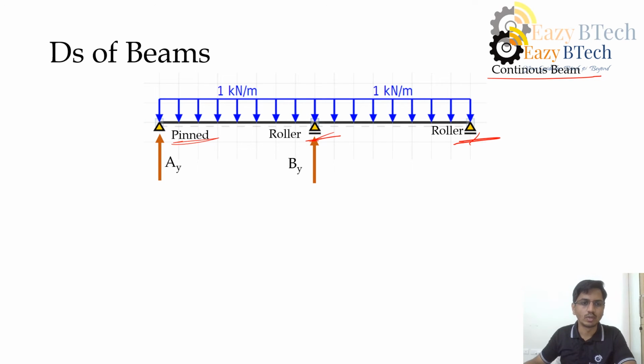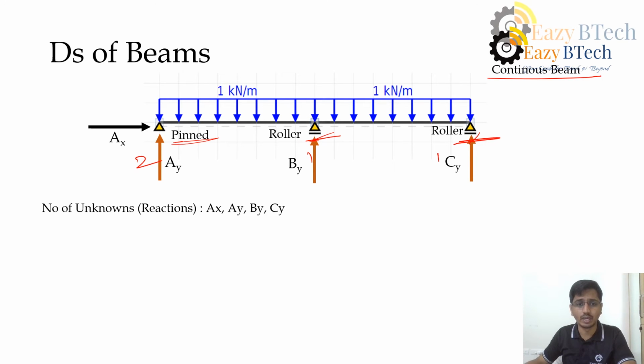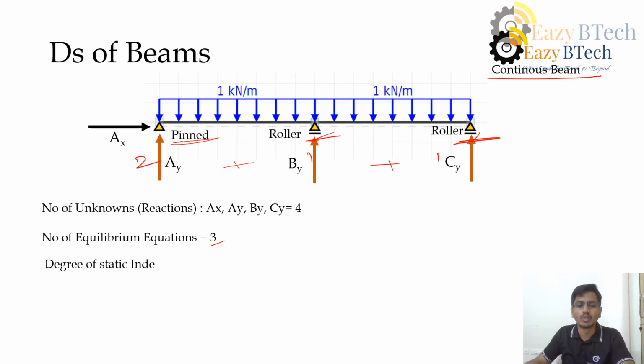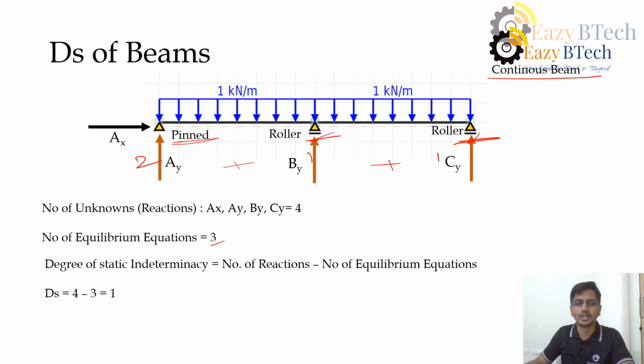As you can see, for the pin we have two reactions, for the roller 1, another roller 1. So the total number of unknowns or reactions, if I add all this, is 4. The number of equilibrium equations I have is 3. The degree of static indeterminacy is the number of reactions minus the number of equations, so 4 minus 3 is 1. The degree of static indeterminacy for this continuous beam is 1. So this was an example for beams.